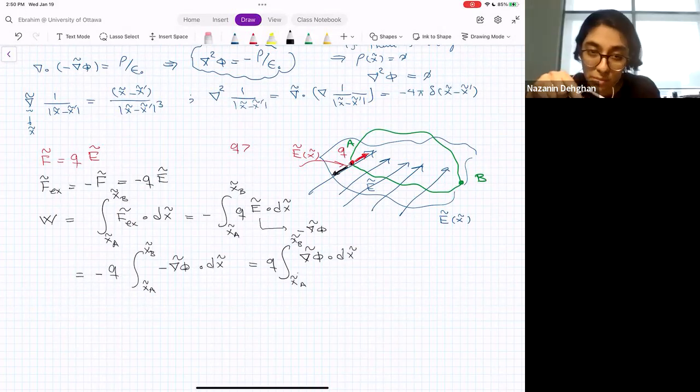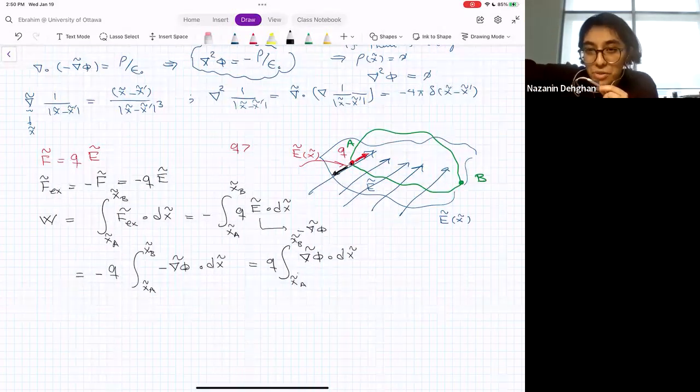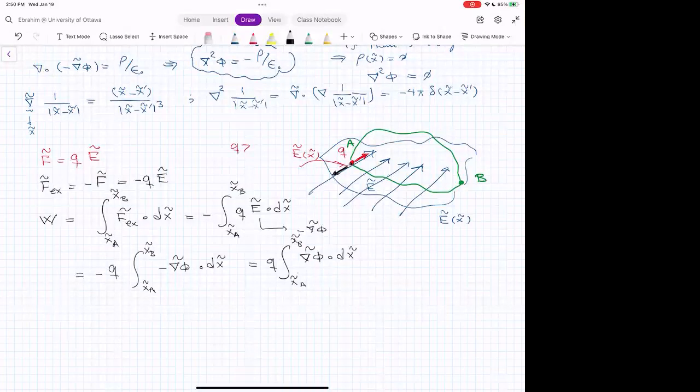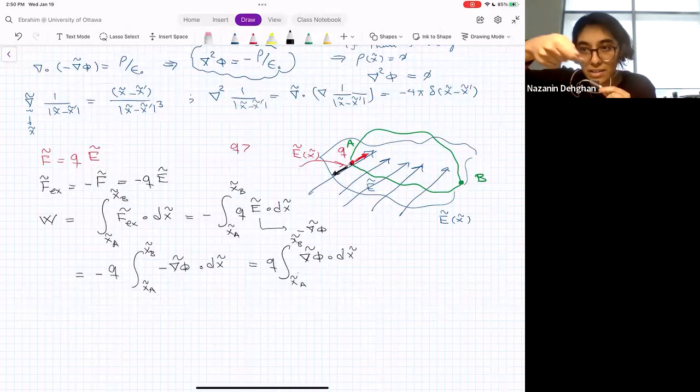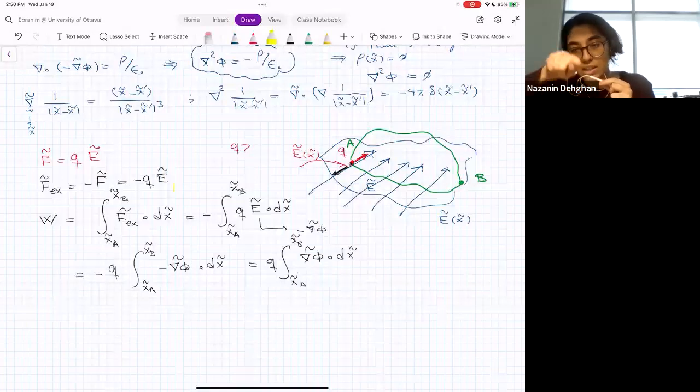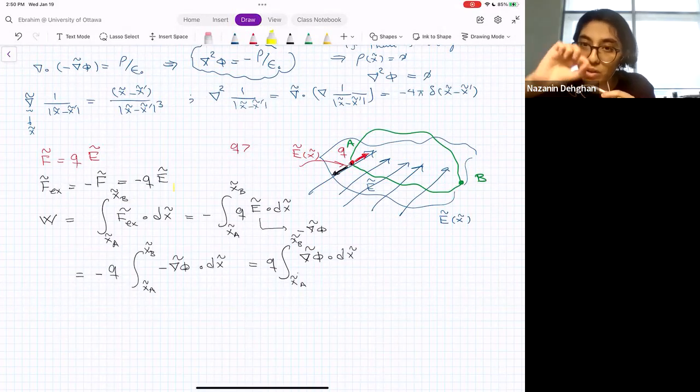But like the work that you're calculating, which is by Fx, shouldn't it be in the opposite direction of E, because we're applying it like that? I don't understand how this work that you're calculating is exactly the work done by a very small force to move from A to B.